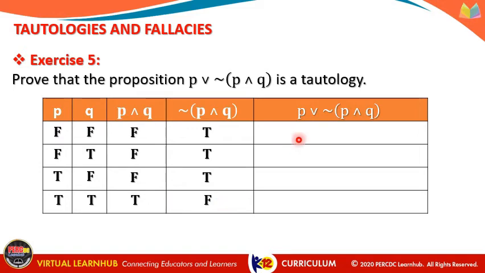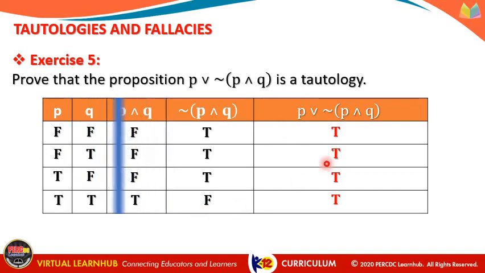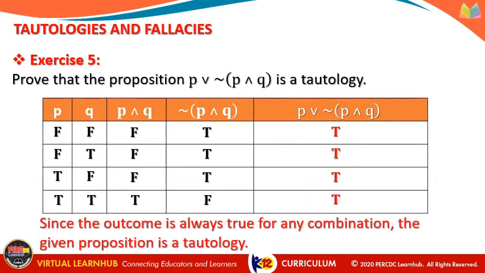Lastly, let's perform this. Let us take the disjunction of P and this proposition. So let us take the disjunction. False or true is true. False or true is true. True or true is true. And true or false is true. Once again, regardless of the truth values of P and Q, the resulting truth value for this disjunction is always true. What we have is a tautology.